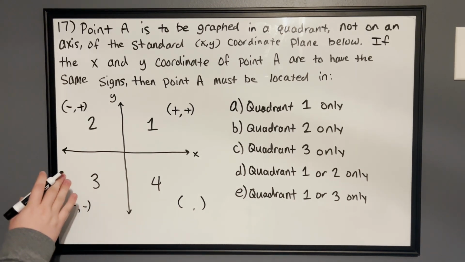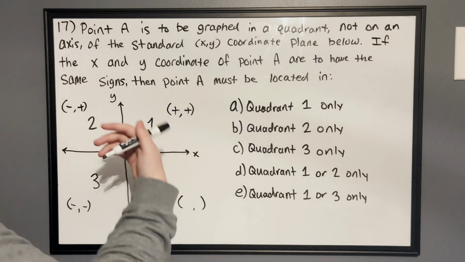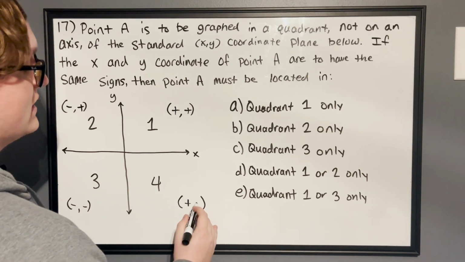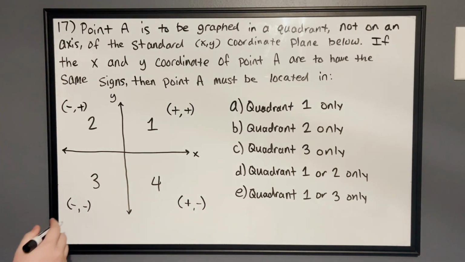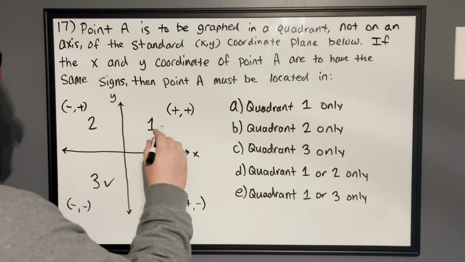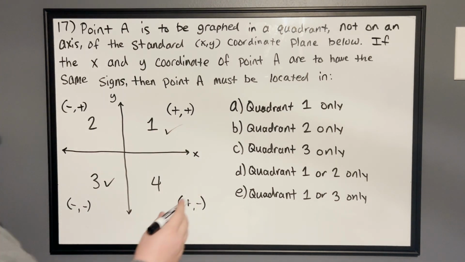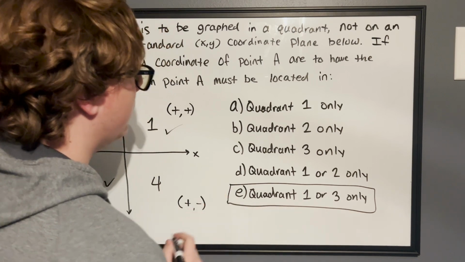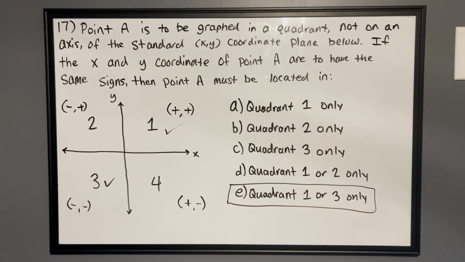And then for quadrant 4, we're to the right of the y-axis and beneath the x-axis. So that means the x is going to be positive and the y is going to be negative. So 4 is not an option. So this tells us that we're good for 3 and we're good for 1, which means that our answer is going to be E, quadrant 1 or 3 only. Those are the only quadrants that point A could be graphed in. So that's it for question 17. Let's move on to 18.